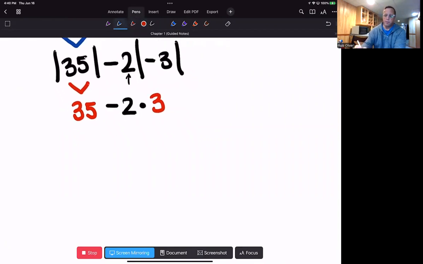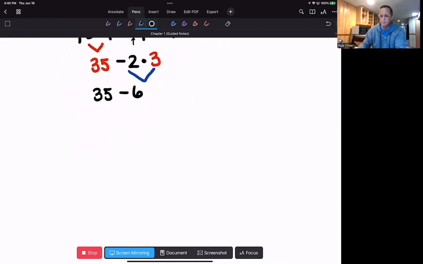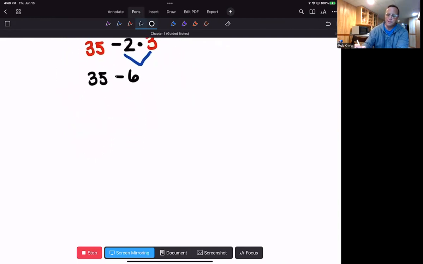All right, so we're going to follow order of operations here. We're going to do multiplication first. I'm going to leave 35 in the front. So 2 times 3 is 6. So 35 minus 6, that's easy. That is going to be 29.